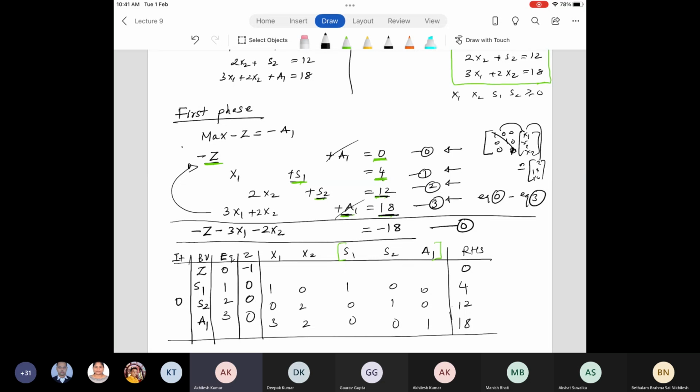Is this step clear? Yes. So now you can look at it. This is in proper Gaussian elimination form. Okay. So which one will enter?